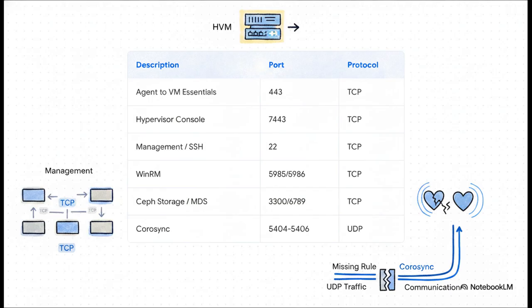We've put together the exact HVM network communication ports right here, so you have your firewall rules ready to go from day one. You'll notice that most of your management, console, and Ceph storage traffic relies on standard TCP ports like 443 and 7443. But pay really close attention to that bottom row. Corosync, which handles the clustering heartbeat, requires UDP ports 5404 through 5406. Missing that specific UDP rule is a classic gotcha, and it will absolutely prevent your cluster hosts from communicating properly.